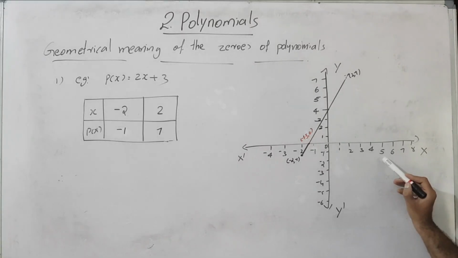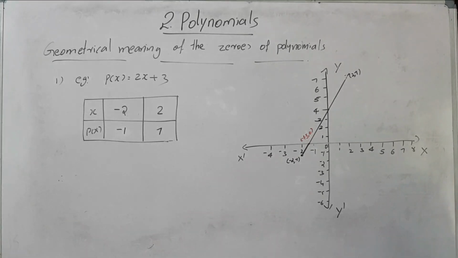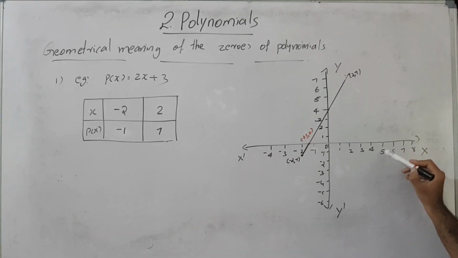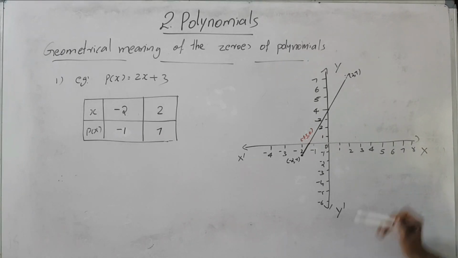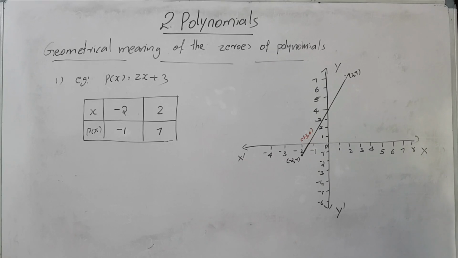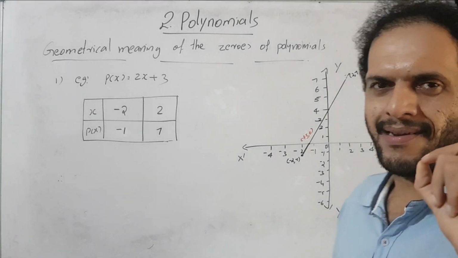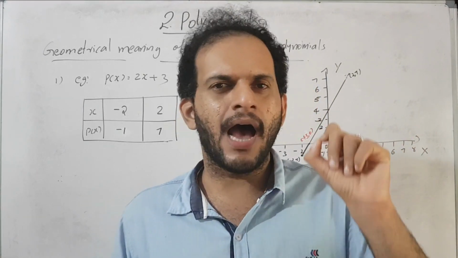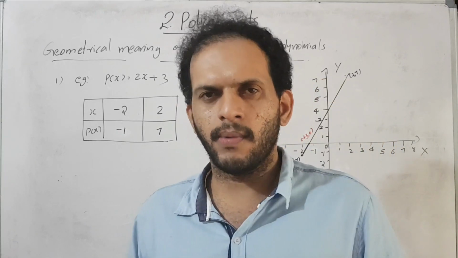The graph is passing through the point, or passing through the number on the x-axis. That one is 5. Okay, this 5, on the x-axis. So, what is the 0 of the polynomial? The 0 of the polynomial is 5. Where the graph intersects the x-axis, that point is the 0 of the polynomial.